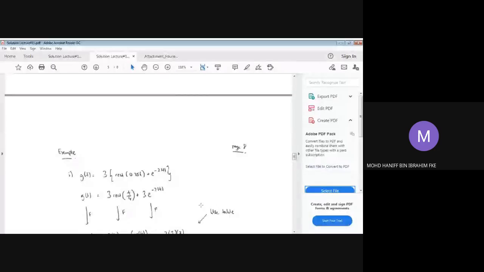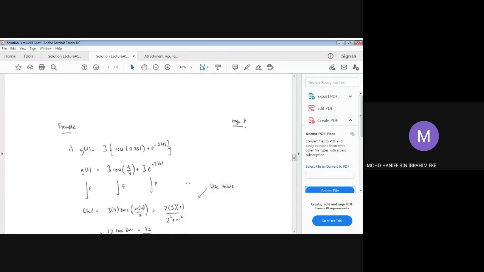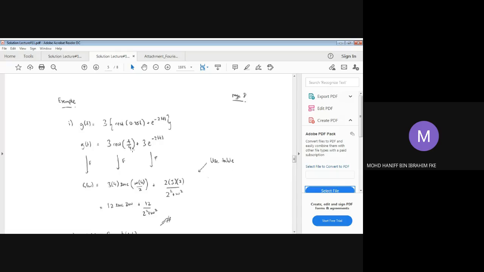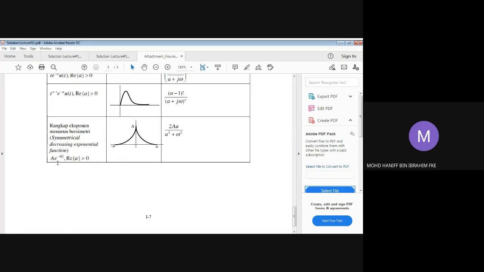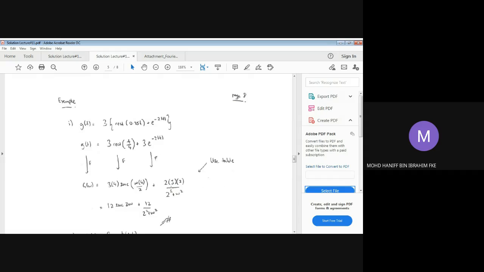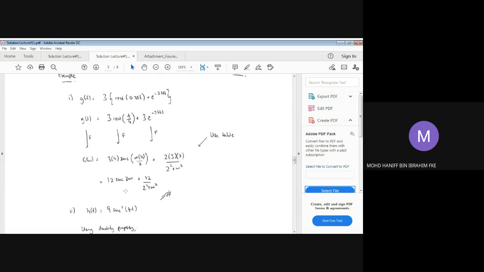Number one, your signal is g(t), 3 rectangular 0.25t plus exponential negative 2 modulus t. Simply, we refer to the table. This is a straightforward question. When you do a Fourier transform of g(t), it gives us G omega. For 3 rectangular t over 4, referring to the table, you get 3 times 4 sin of omega times 4 divided by 2. And the exponential negative 2 modulus t refers to the signal a exponential negative a modulus t. So you have to choose suitable signals to be used in the solution. In the end, we have this answer for G omega, a summation of these two Fourier transforms.